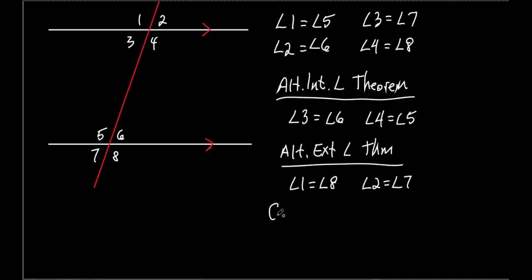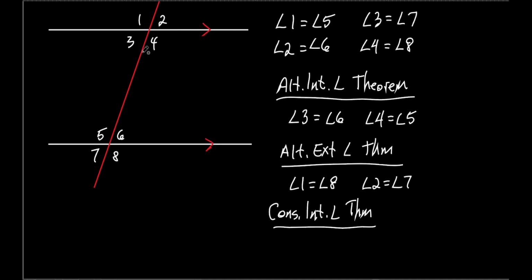Now we have consecutive, I'll just shorten it, consecutive interior angle theorem. Now check this out. Everything's been equal, right? And it seems like we would say angle 4, what's the consecutive interior angle with angle 4? Angle 6 is, right? But look at angle 4 and look at angle 6. Is there any way in the world they're equal to each other? There's not.